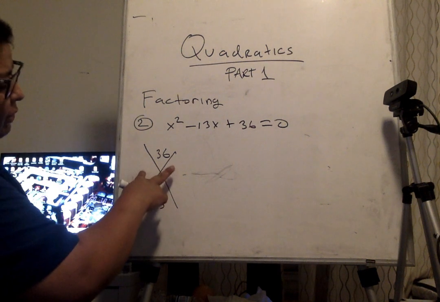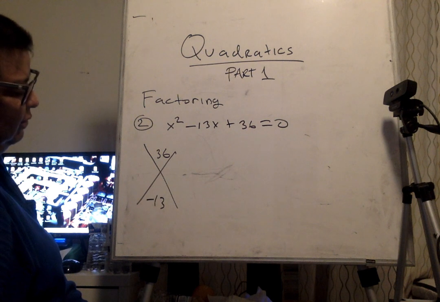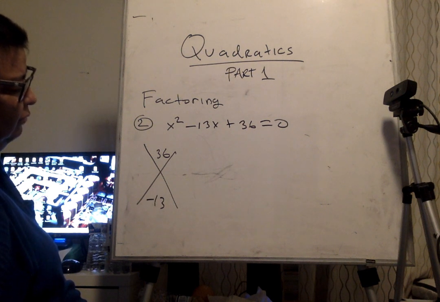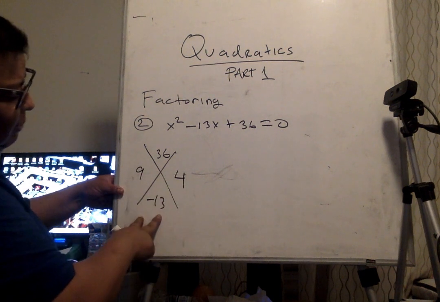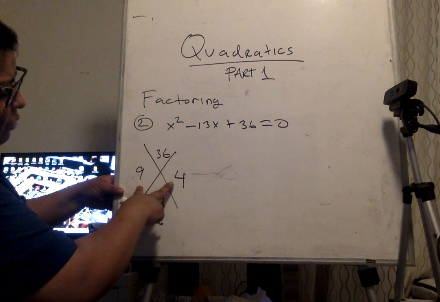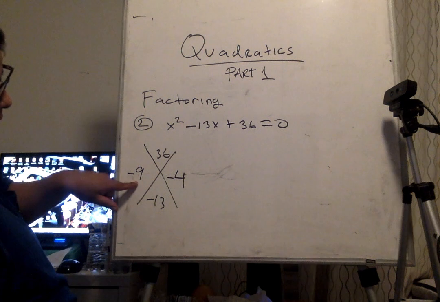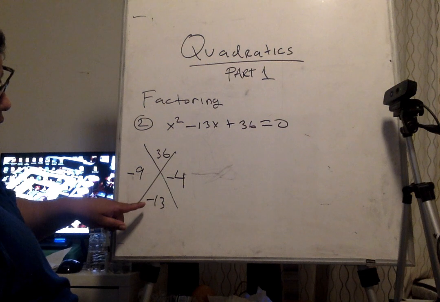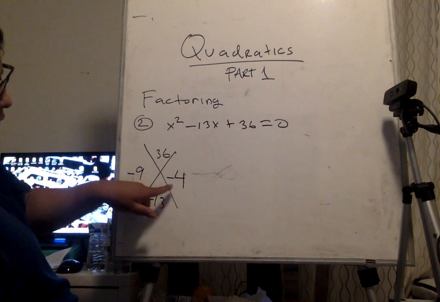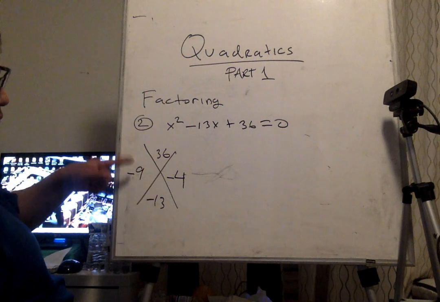Well, let's think about numbers that multiply to get 36. 6 times 6 is 36. Also 12 times 3 is 36. Also 9 times 4 is 36. I like 9 times 4 because look, 9 plus 4 is 13, but remember, we want a negative. So when we add the two numbers, we have to get negative 13. So let's put negative and negative. Negative 9 plus negative 4 is negative 13. And negative 9 times negative 4, a negative times a negative is a positive, and 9 times 4 is 36. So we found them.